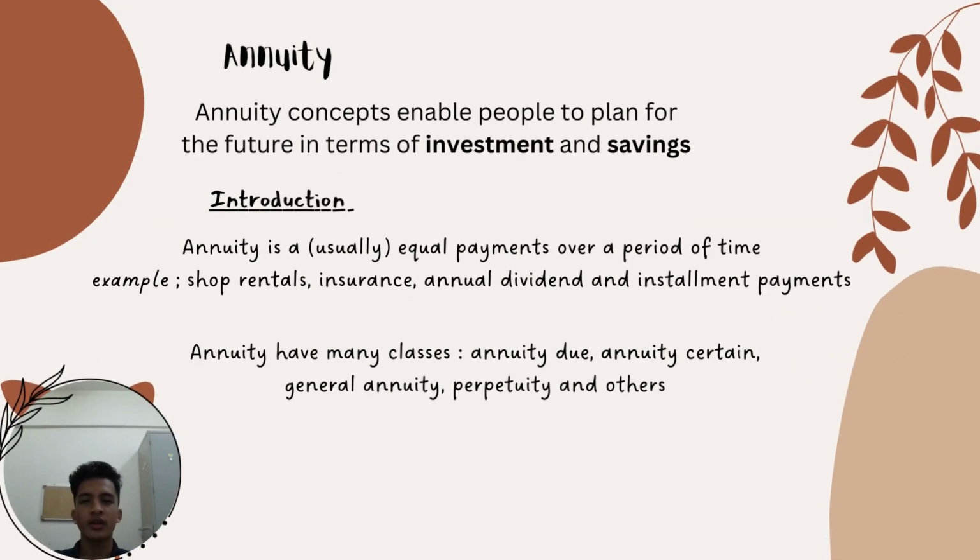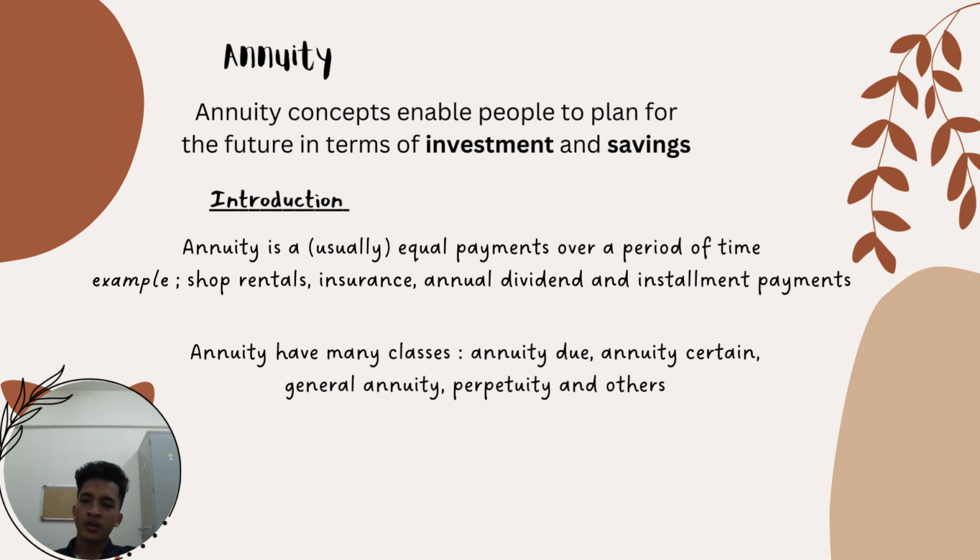First of all, annuity concepts enable people to plan for the future in terms of investment and savings. Annuities are usually equal payments over a period of time. Examples of annuity are short rentals, insurance, annual dividend, and installment payments. Annuity has many classes, which are annuity due, annuity certain, general annuity, perpetuity, and others.